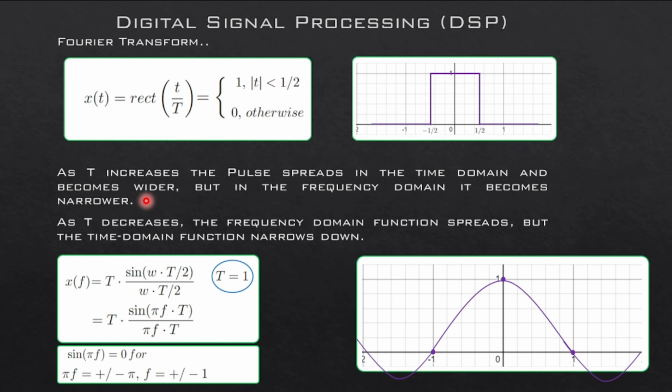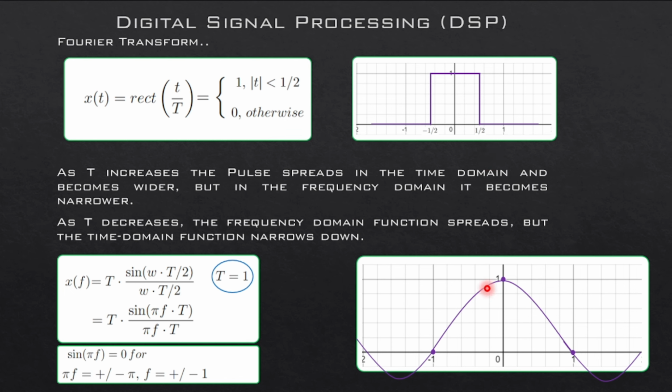At first, let's notice something. As t increases, the pulse spreads in the time domain, correct? And becomes wider. But in the frequency domain, when t increases, the sinc value shrinks down, it narrows down. So they are inversely proportional. Now, as t decreases, meaning when the pulse in the time domain decreases, then in the frequency domain, the function spreads out. But, of course, again, in the time domain, the function narrows down. So they work opposite to each other.